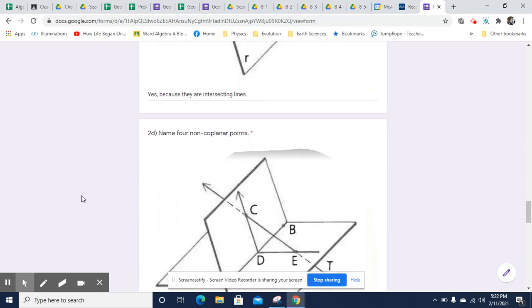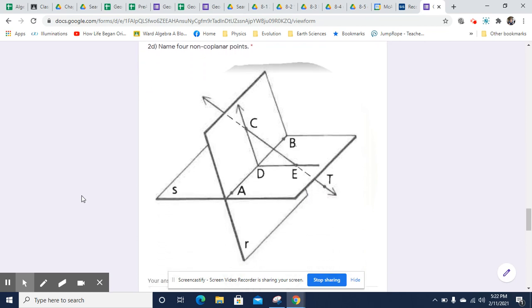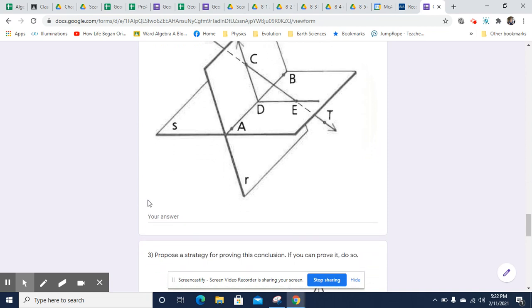Now let's name four non-coplanar points. And there's a variety of things that you might choose. But if I chose A, E, and B, and then I chose C, they would be non-coplanar. I could also have chosen D, B, E, and T. Those are non-coplanar. So you'll find three that are coplanar, and then there will be a fourth one that is not. So answers will vary there.